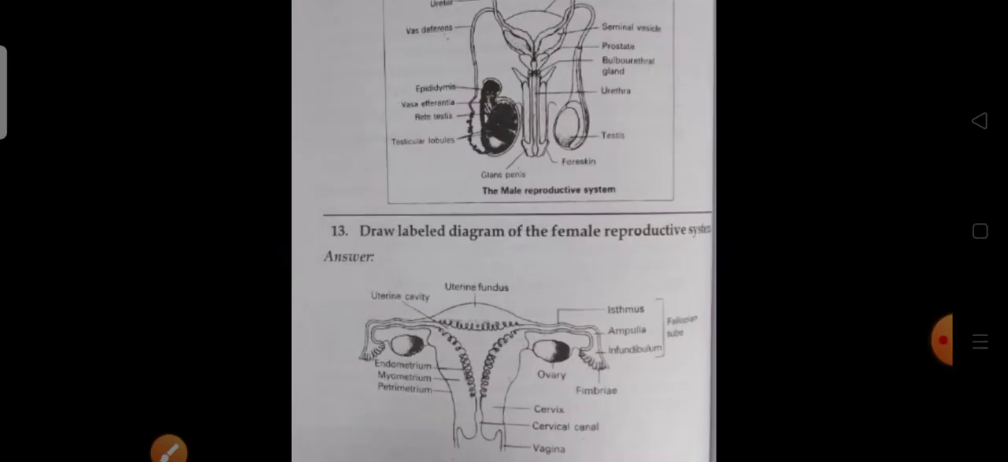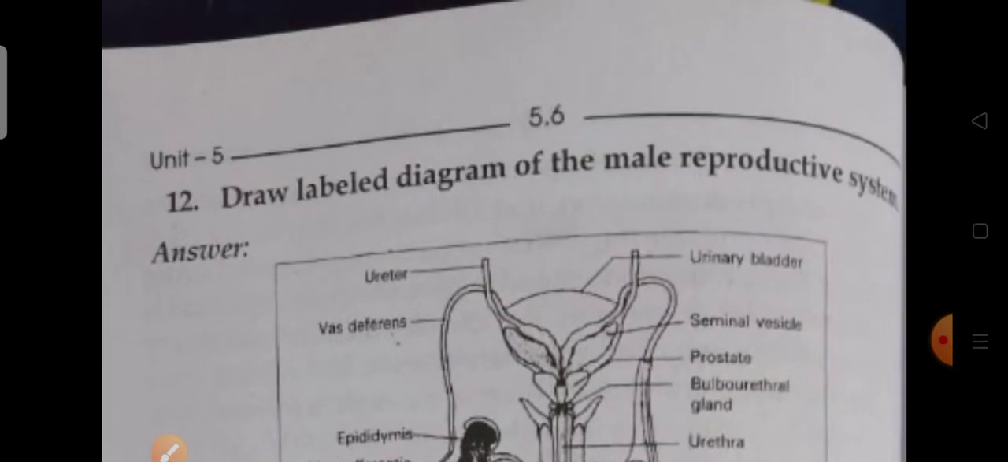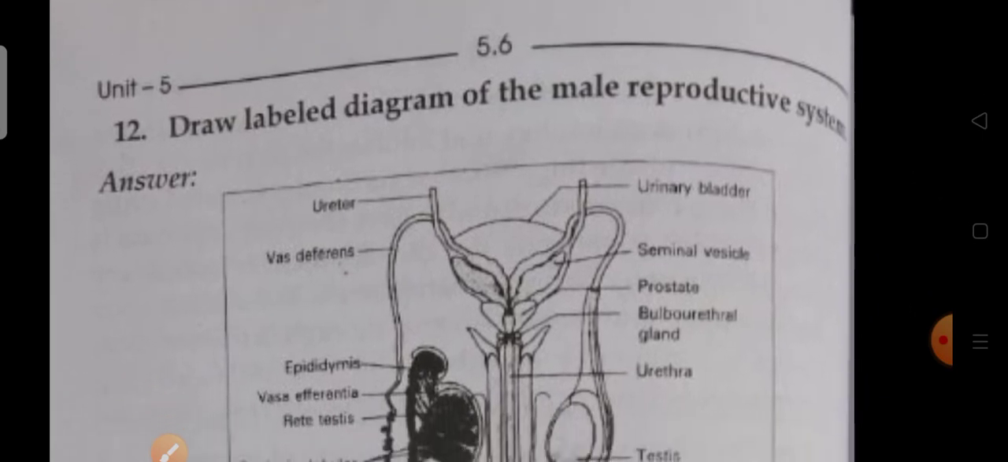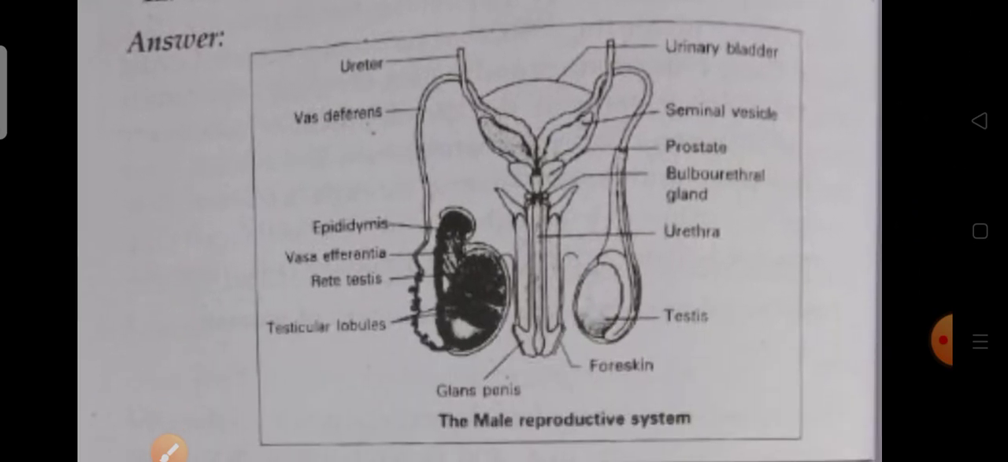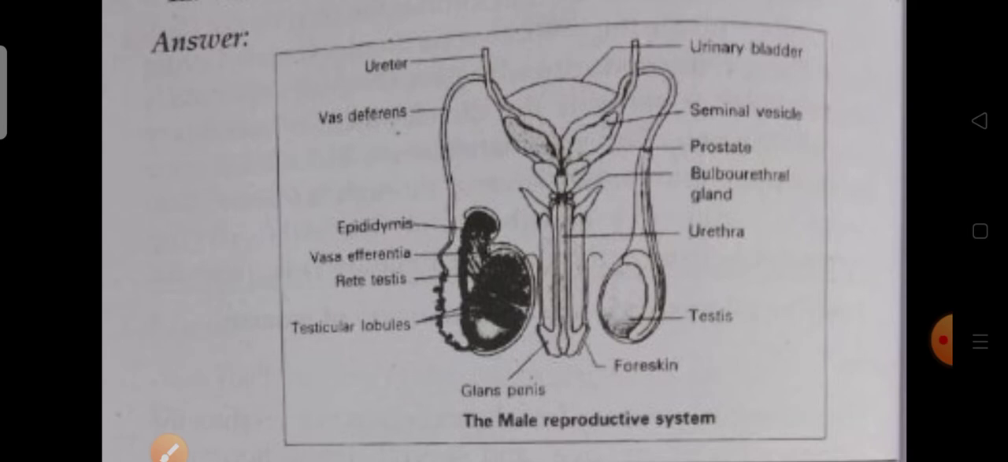Okay, next coming to the draw and label diagram of the male reproductive system answer. This is the diagram of the male reproductive system: ureters, urinary bladder, seminal vesicles, prostate, bulbourethral gland, urethra, testes, testicular lobules, testis, vas deferens, epididymis, glans penis, foreskin.